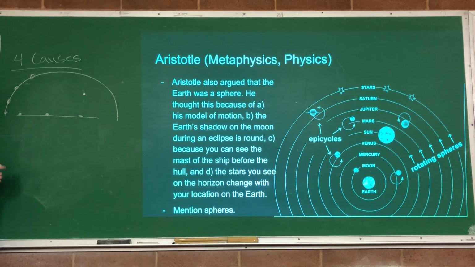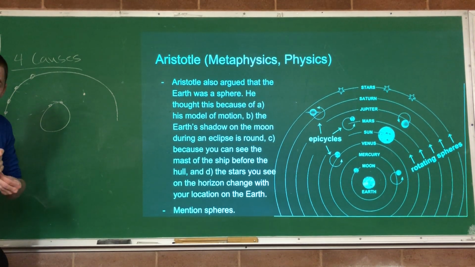You with me? Now, if you replace that with a spherical version of the Earth, then when you're right here on the Earth and you look at the horizon, you can only see these stars. But if you're right here on the Earth and you look at this horizon, you can now see all those stars. And so your position on the Earth dictates the stars that you can see on the horizon.